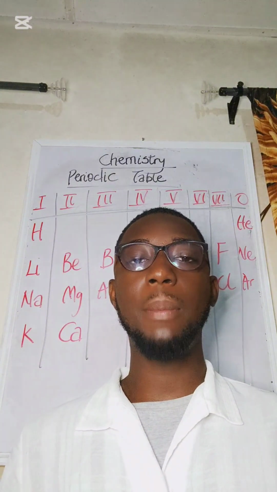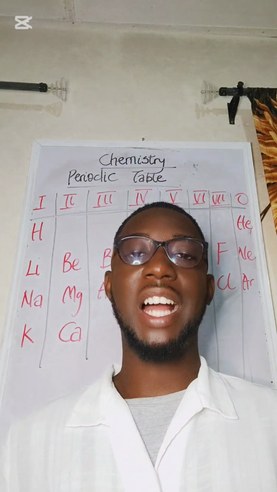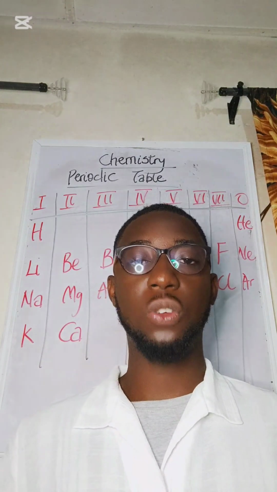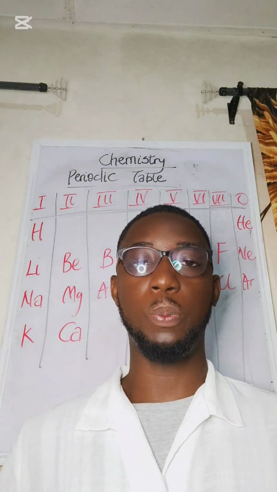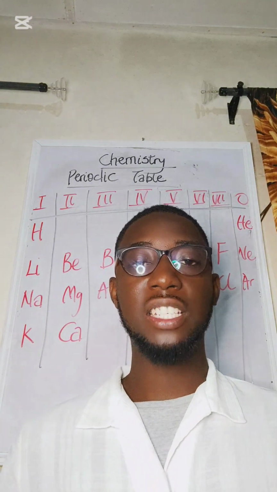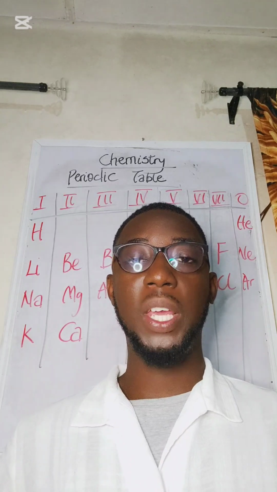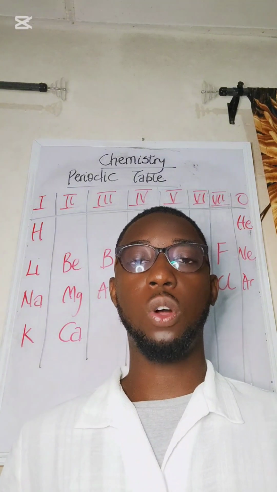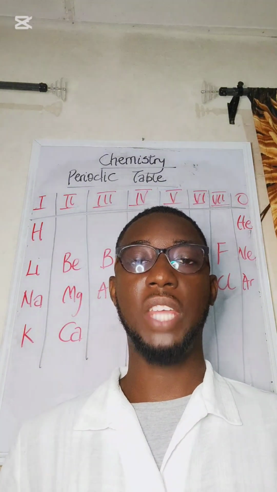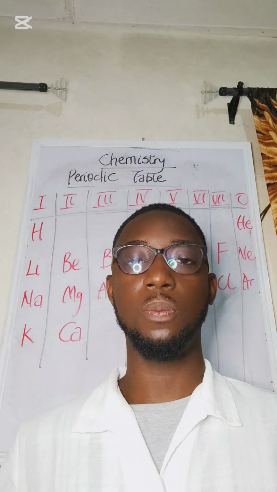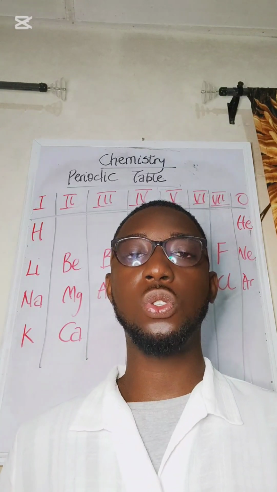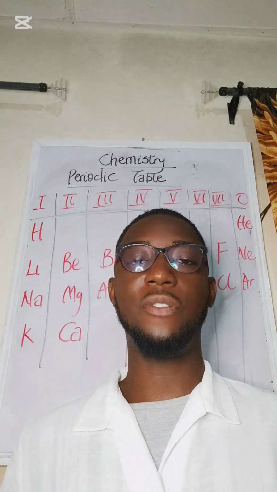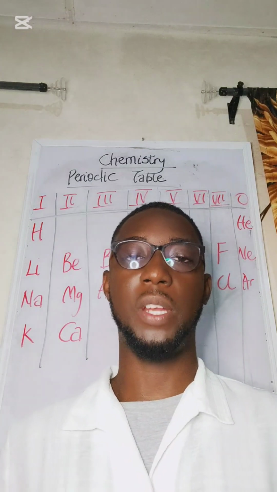For example, an element with 2 electrons in its outermost shell will be in group 2, while that with 6 electrons in the outermost shell will be in group 6. On the other hand, for an element to be in a particular period, they must have the same number of shells. Like those with one shell, like hydrogen and helium, they are in period 1. Those in period 2 will have 2 shells. Period 3, 3 shells.